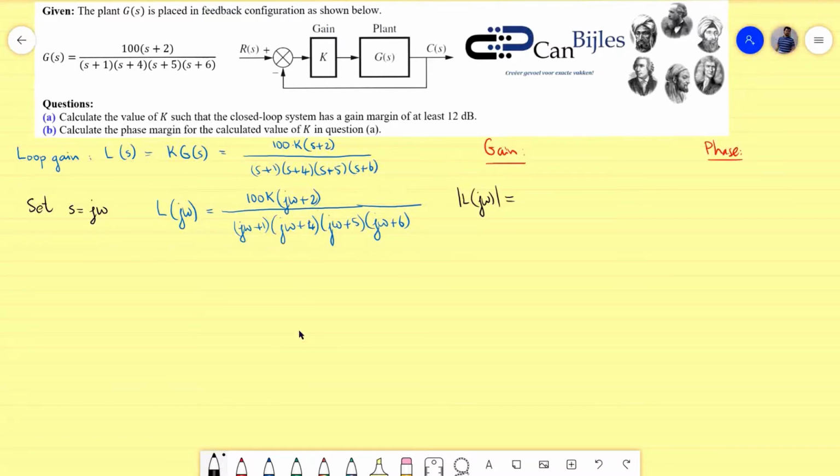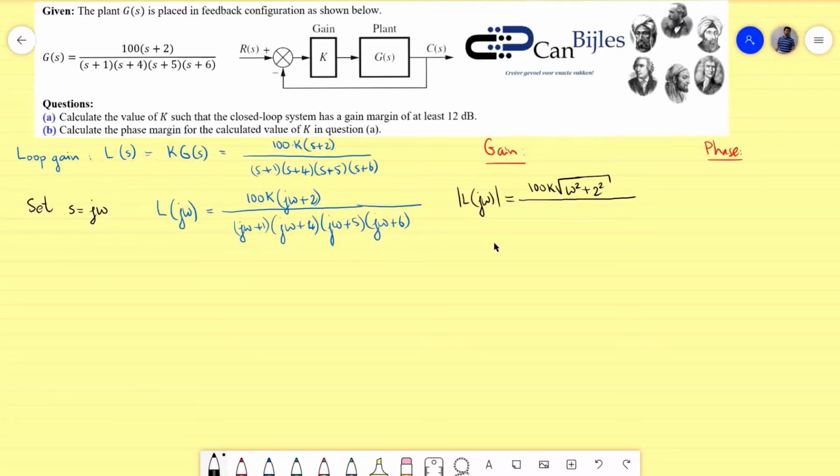This is, again, the familiar analysis we did in the phases and complex numbers videos. So what we have is 100K and then square root of omega squared plus 2 squared. That is actually for the numerator. For the denominator, we have 4 terms, exact same procedure. Square root of omega squared plus 1 squared, times square root of omega squared plus 4 squared, and then times square root of omega squared plus 5 squared, and then square root of omega squared plus 6 squared.